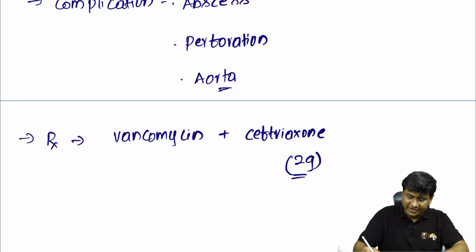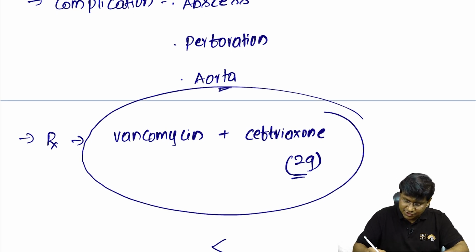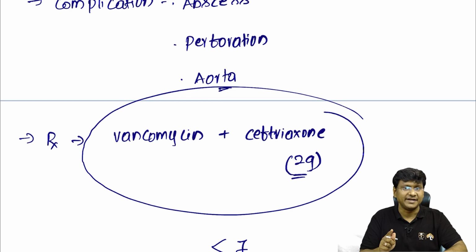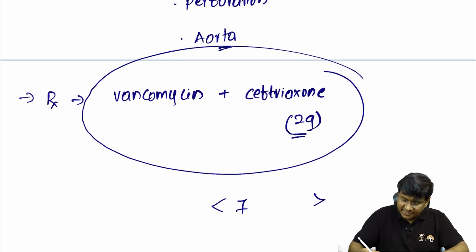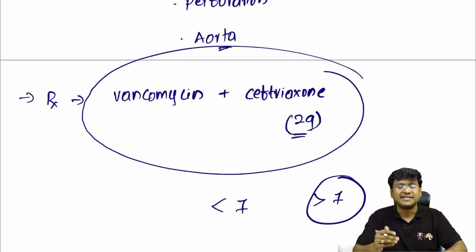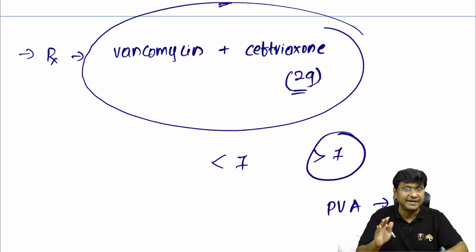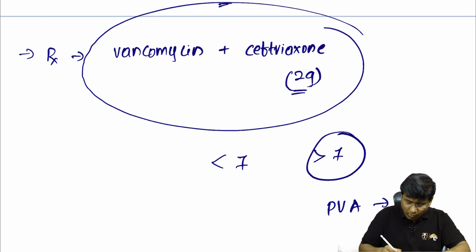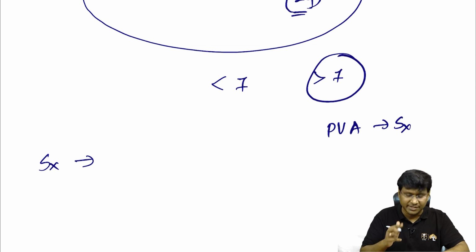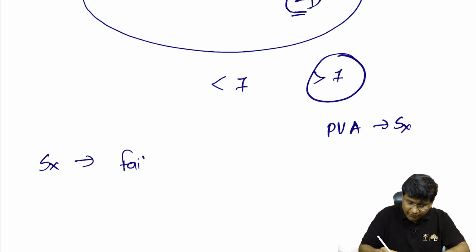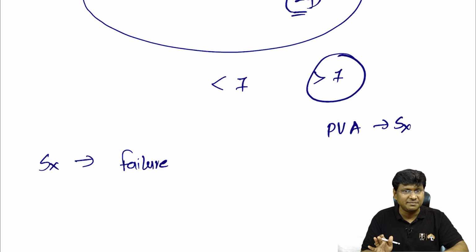And please remember, whenever you are giving these antibiotics, the patient should be afebrile within 7 days. But if the fever is present even after 7 days, that is suggestive of paravalvular abscess. And if there is paravalvular abscess, these patients will require surgical treatment. Now, what are the indications for surgical treatment in patients with infective endocarditis? Number one, failure of the medical management. Surgical treatment is required.